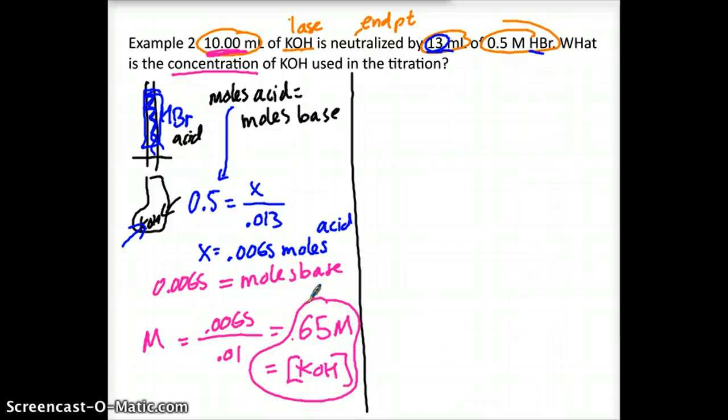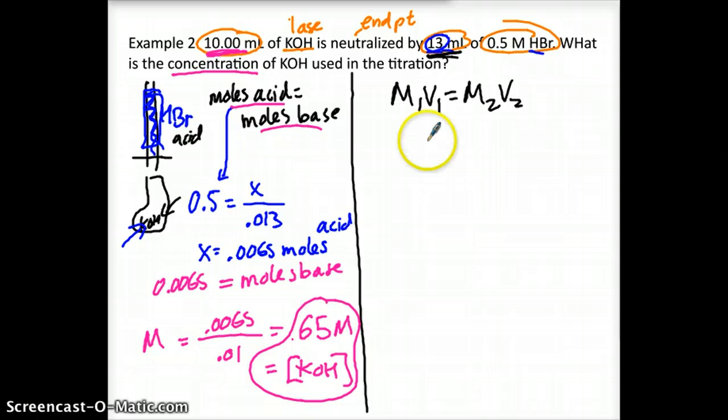Boom. So that's the actual chemistry theory going on with moles of acid and moles of base. Let's see if we get the same thing with M1V1 equals M2V2. So go ahead and try it. See what you get. Alrighty. M1V1 equals M2V2. Let's go ahead and plug in. Well, I have 13 milliliters. So 13. Remember, I don't have to convert to liters because I'm given milliliters in both.